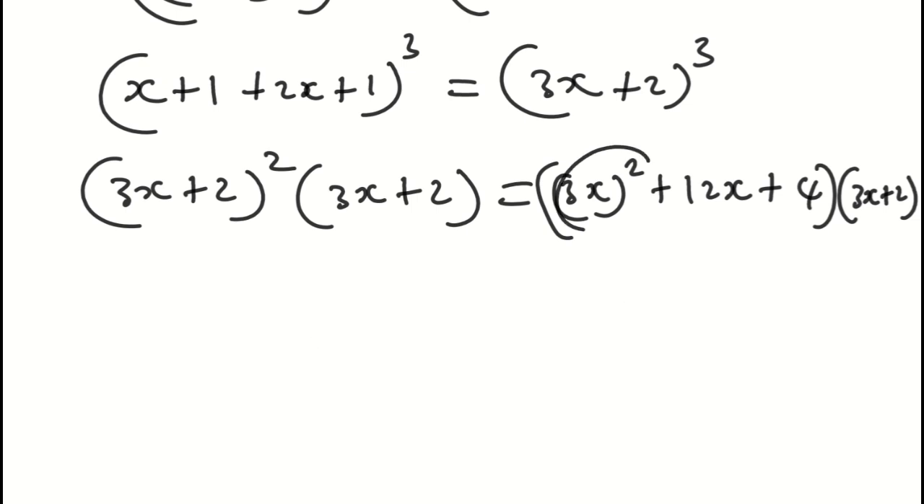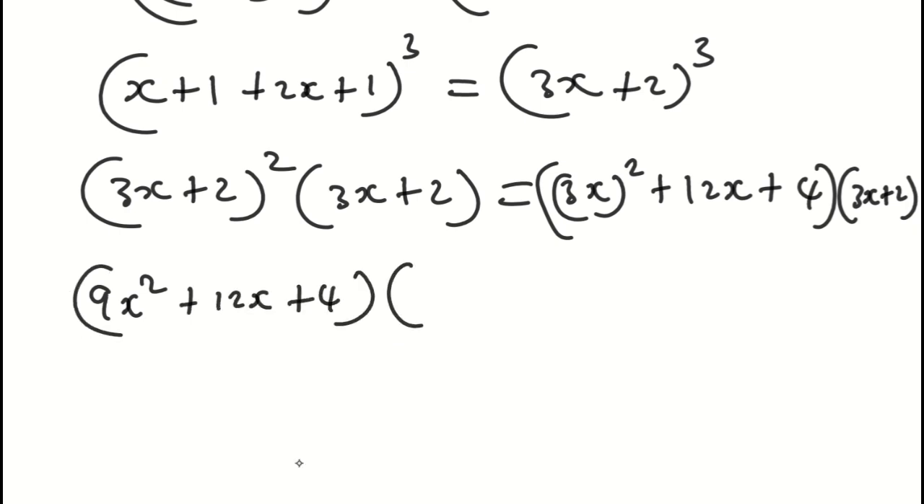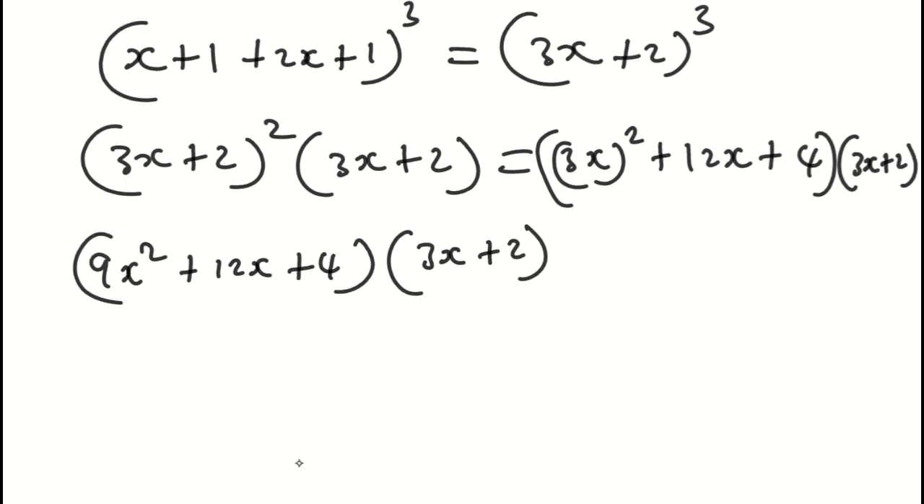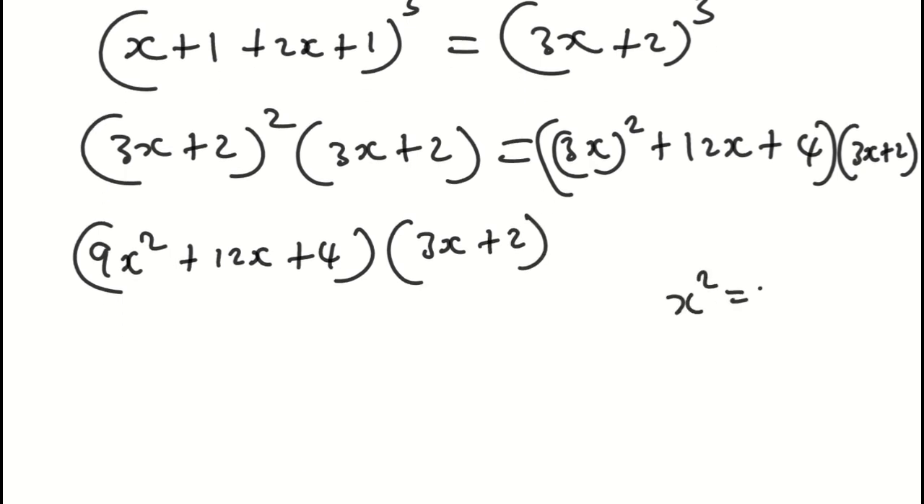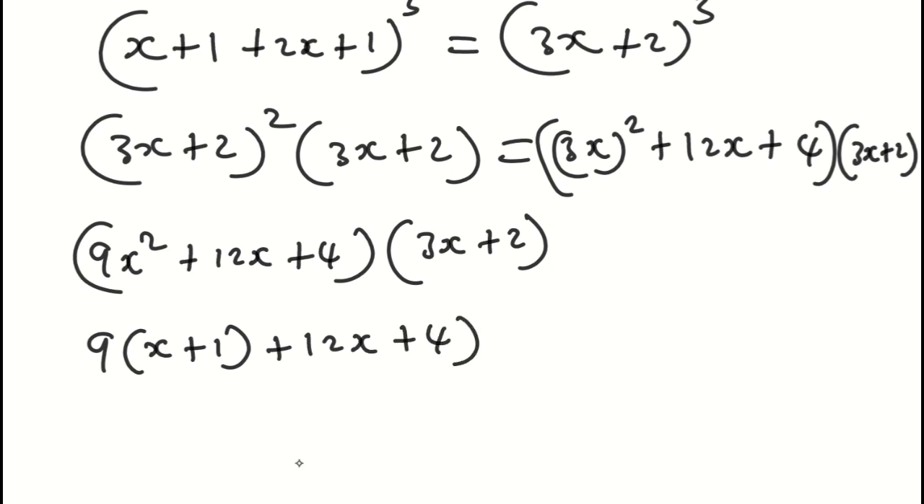So 3x all raised to the power 2 is what? 9x squared, right? And then plus 12x plus 4 in bracket. And then what? 3x plus 2. Okay. So remember, we know that x squared is equal to what? x plus 1, like I told you before. So we're going to replace x squared with what? x plus 1 plus 12x plus 4 in bracket, then 3x plus 2.